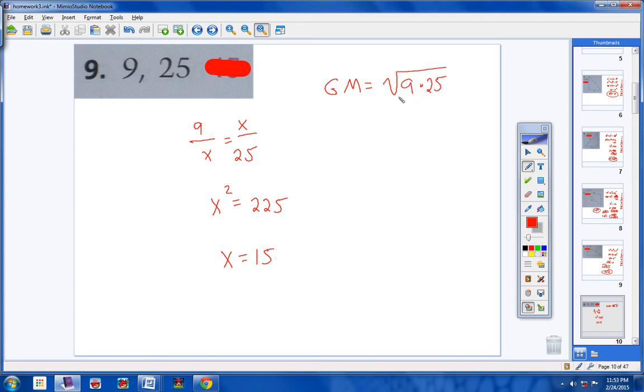That's a lot faster, okay? The geometric mean equals these two numbers here being multiplied together, and then take the square root of it. So the geometric mean equals the square root of 225, and the square root of 225 is 15, okay? So both of these methods work. This one's a little faster over here.